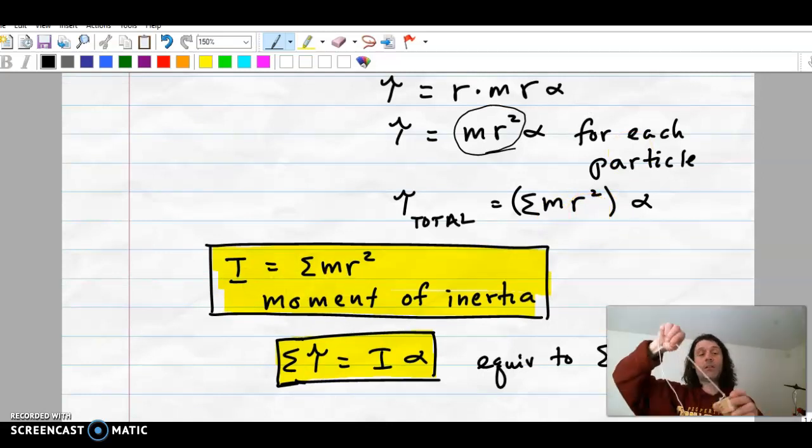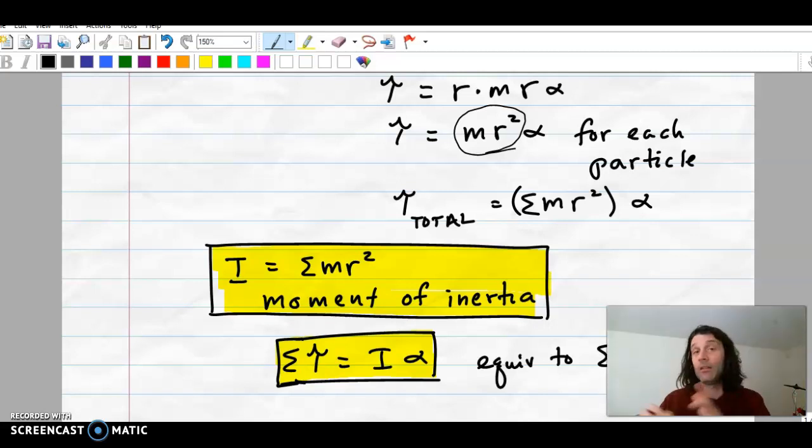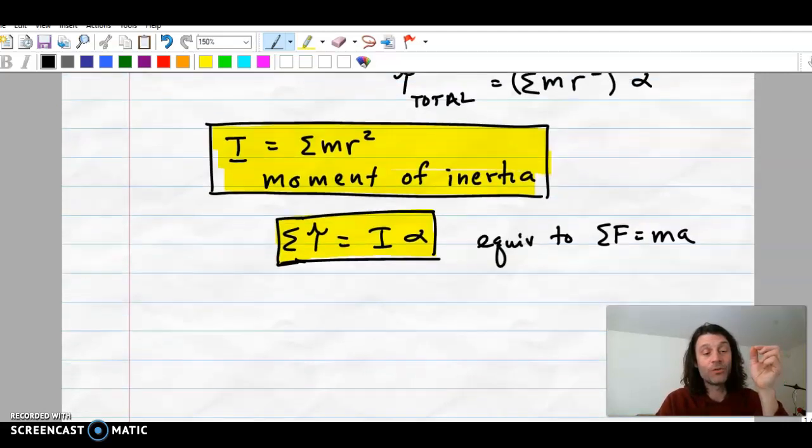So if there is more than one Bob on this string, I could have 2 or 3 Bobs. They will each have their own m and their own r. Okay, so you could add them all together to get the I of the entire object. So the torque is equal to I alpha. That is Newton's second law, but specific to rotation. It's the same thing as F equals ma. Remember, that applies to things that move linearly, all right?